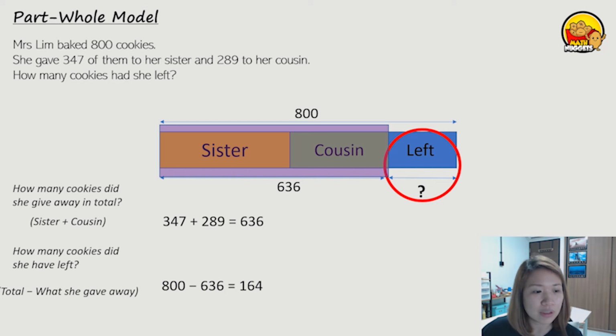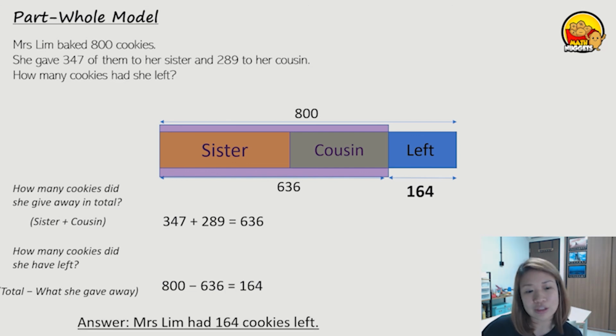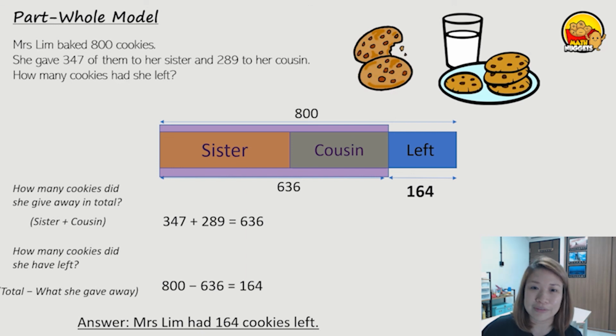Okay, take the total minus what she had given away, which would be 800, which is the total, minus 636, what she gave away. She's left with 164 cookies. This part is 164. So the answer would be Mrs. Lim had 164 cookies left.